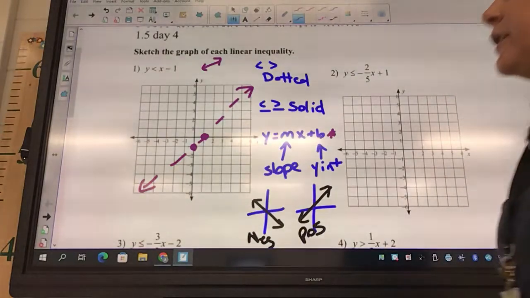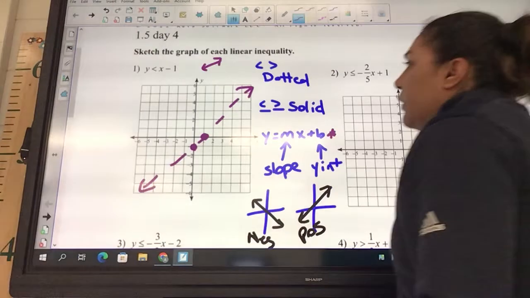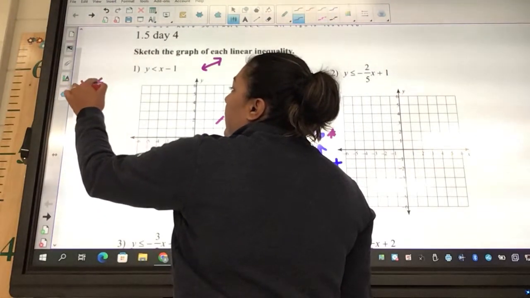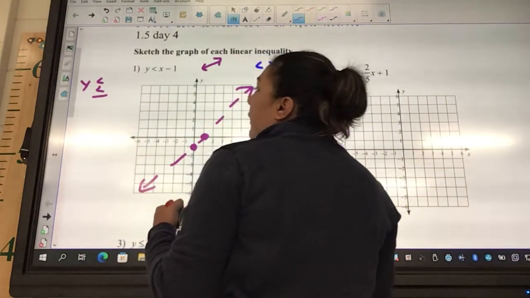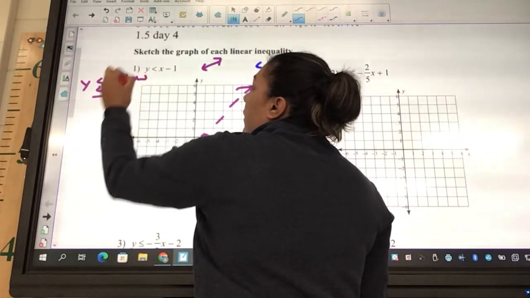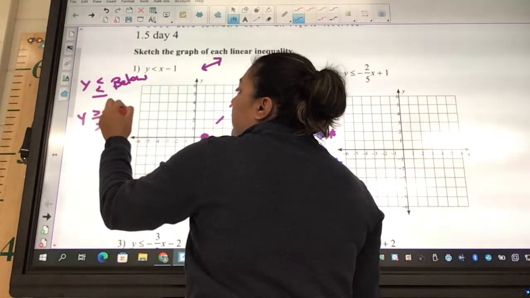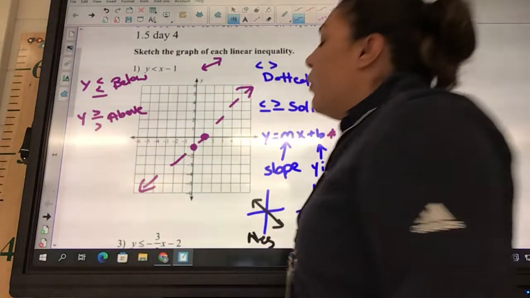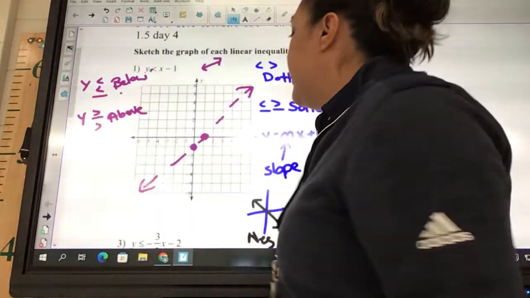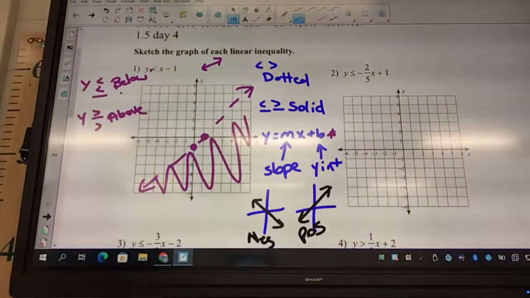And then our last part is to shade, okay? And you could even go so far as to say on here, if it's like this, that means you're going to shade below. And if it's like this, you're going to shade above. Okay, so we can look at this and say, y is smaller. You touch the smaller part of the mouth first, so you're going to shade below that line. Okay.